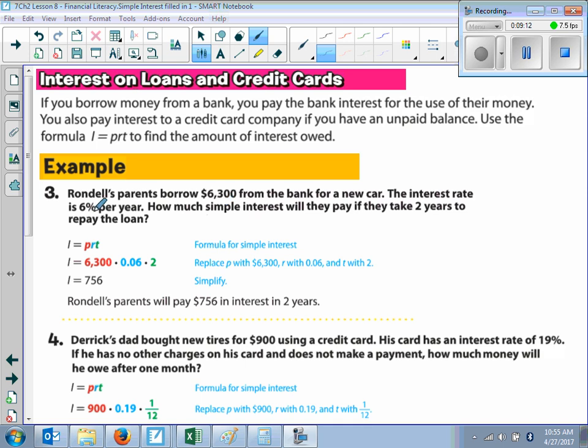The rate, the interest rate, is 6%. Don't forget, we need to change that percent to a decimal by moving the decimal 2 places to the left and taking away the percent sign. And then the time is 2 years. So you just multiply 6,300 times 0.06 times 2, and we end up with $756. So in addition to the $6,300 that they borrowed, they would also have to pay the $756.